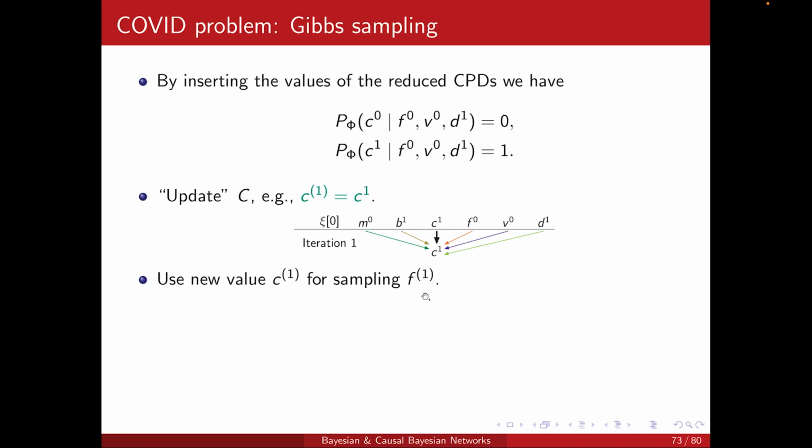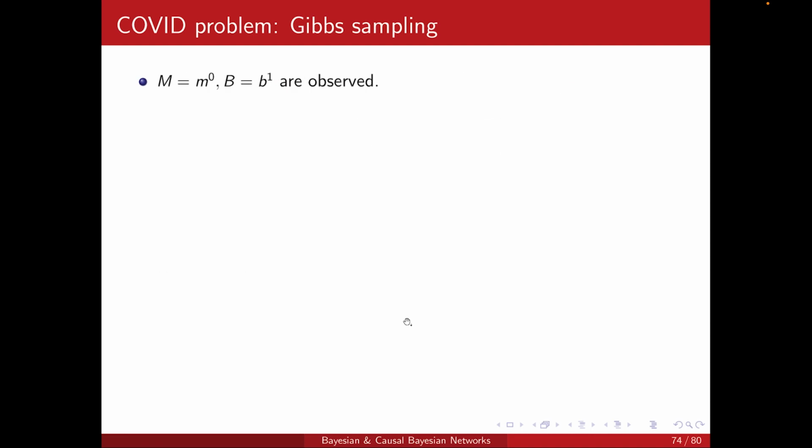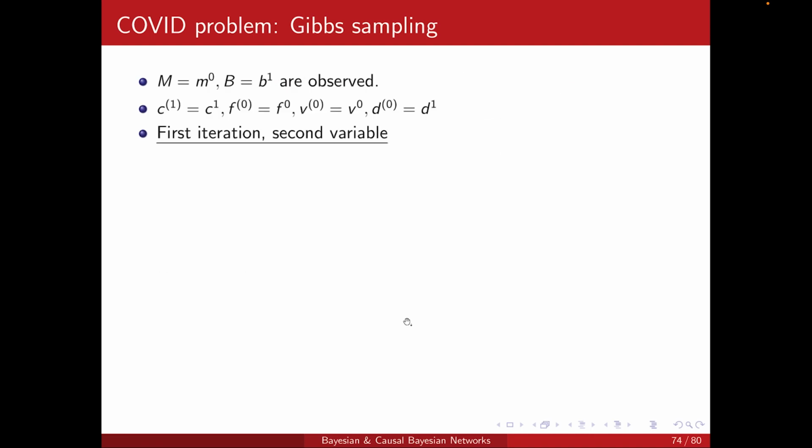Now, the distinguishing point here, compared to, for example, forward sampling or likelihood weighting, is that now when I want to sample F, I won't go back to C0. I will rely on C1, the updated version of C. In this case, they are the same, of course, but we will see that they can easily be different. So first iteration, second variable, sample F1 from the corresponding probability distribution F conditioned on C1.